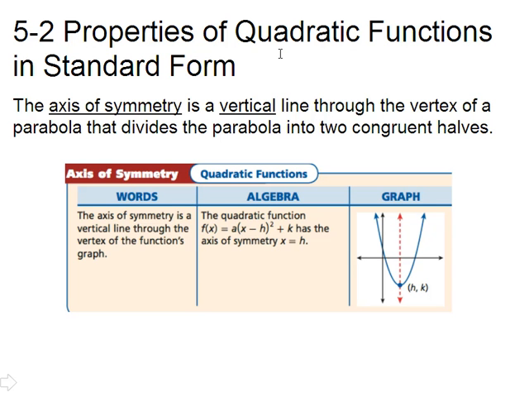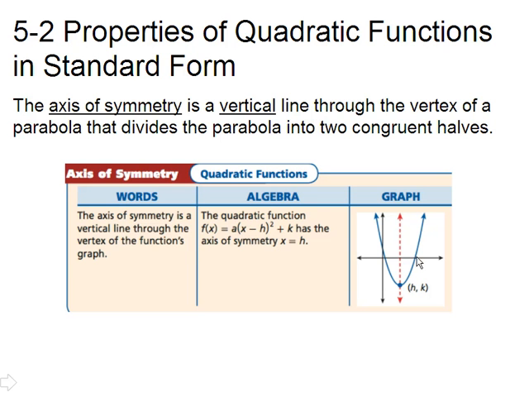There are a few important pieces that we want to take a look at here in terms of the graph. So the first thing that we'll take a look at is something called the axis of symmetry. The axis of symmetry is a vertical line that goes through the vertex.